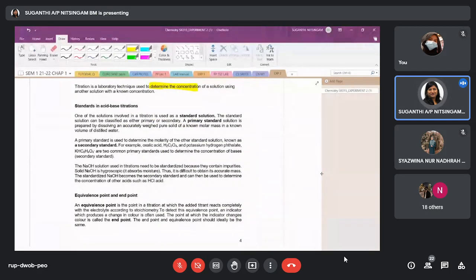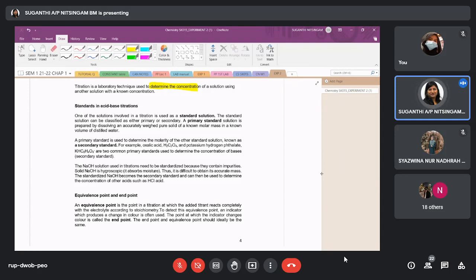Okay, one of the solution involved in a titration is used as a standard solution. The standard solution can be classified either as primary or secondary. So standard ni ada 2. So a primary standard solution is prepared by dissolving an accurately weighed solid of a known molar mass in a known volume of distilled water. A primary standard is used to determine the molarity of another solution known as secondary. For example, in this experiment, oxalic acid is known as a primary standard solution.